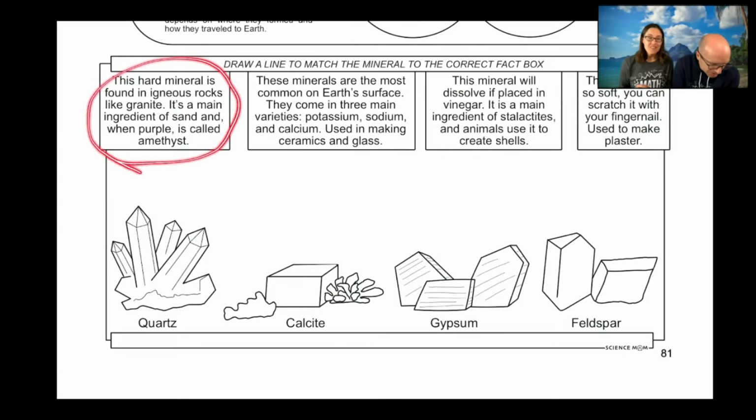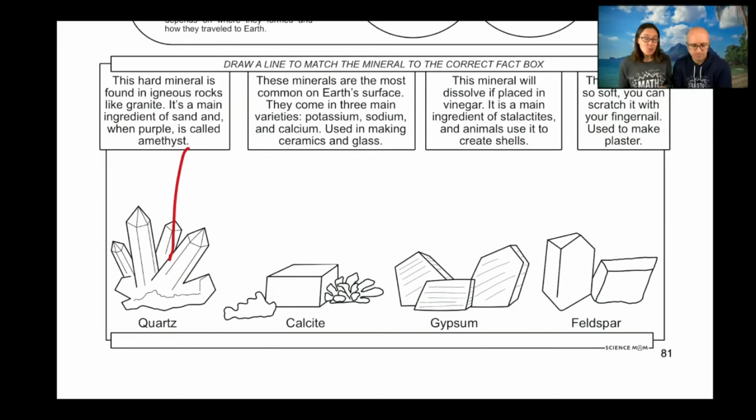All right, so this hard mineral is found in igneous rocks like granite. It's a main ingredient of sand, and when purple, it's called amethyst. That's just going to be straight down to quartz, right? That is quartz. And Adeline asks, why is quartz so common? It is one of the most common minerals, and it's because it is so resistant to erosion. It just stays around because it's so hard. It's a 7 on the hardness scale, which actually means it's 100 times harder than talc.